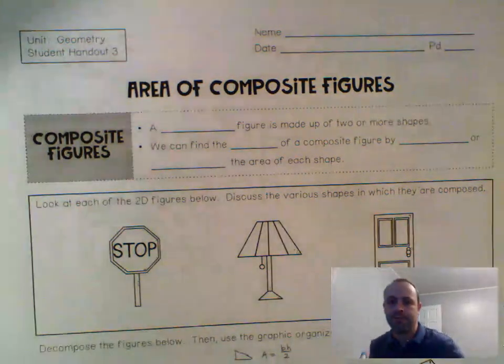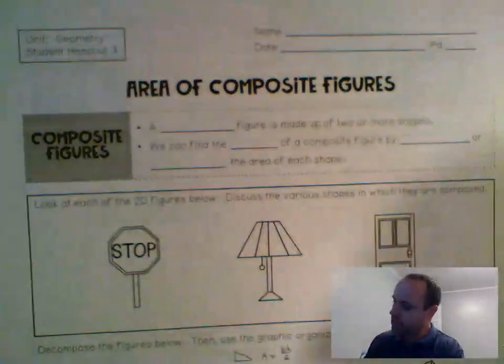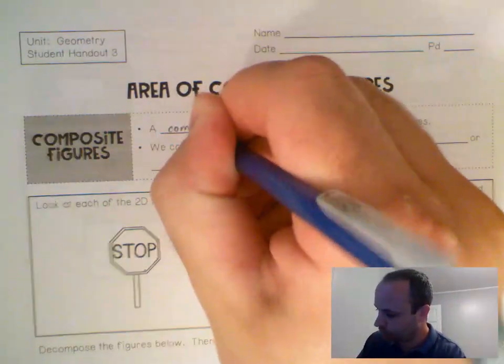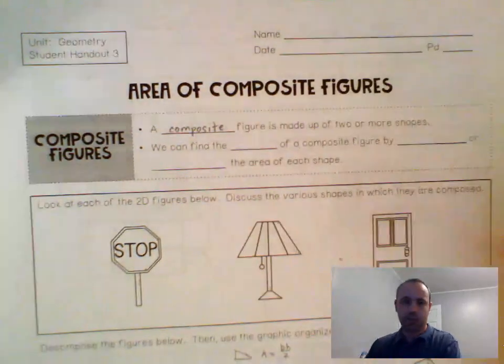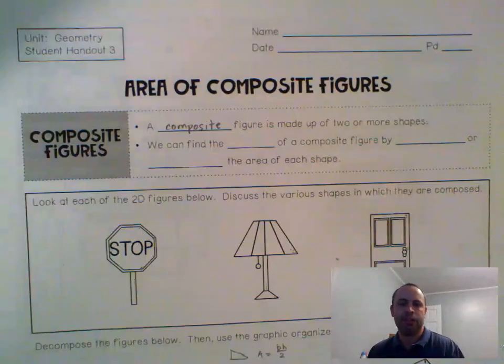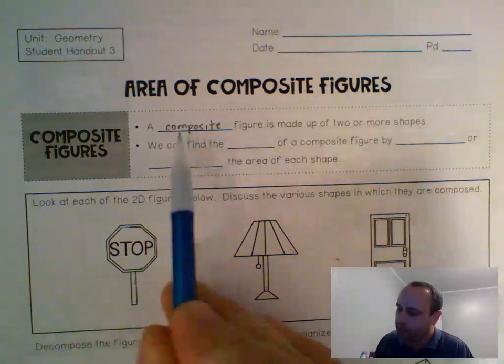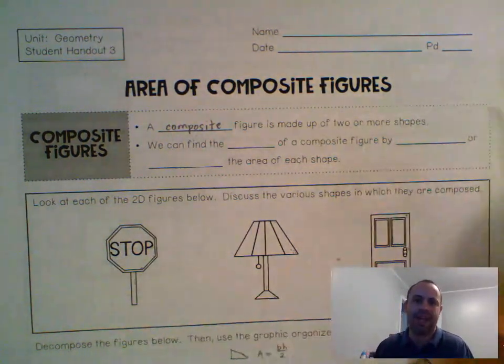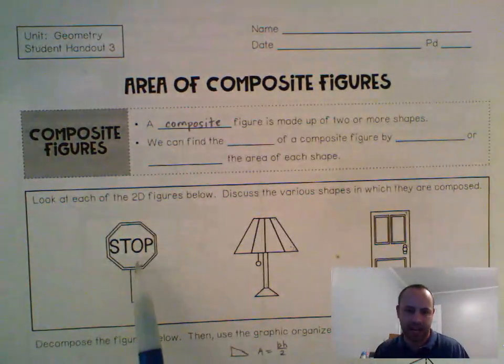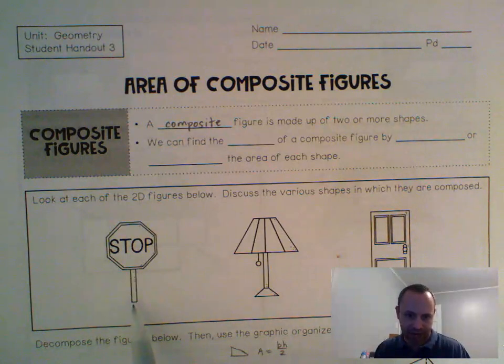This stuff's pretty fun. A composite figure is made up of two or more shapes. Think of the word compose. If you compose something, you create it or you make it. So a composite figure, or a figure that's composed, would be made out of two different shapes. For instance, if you look at the stop sign, we have an octagon and also a rectangle down here.